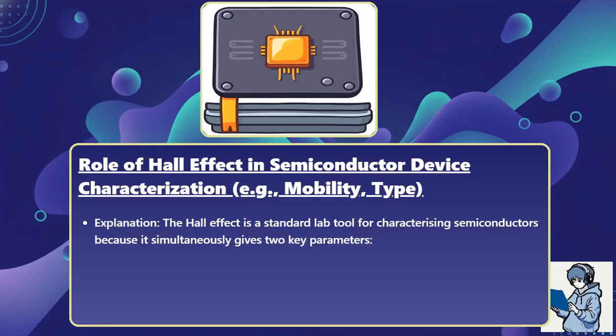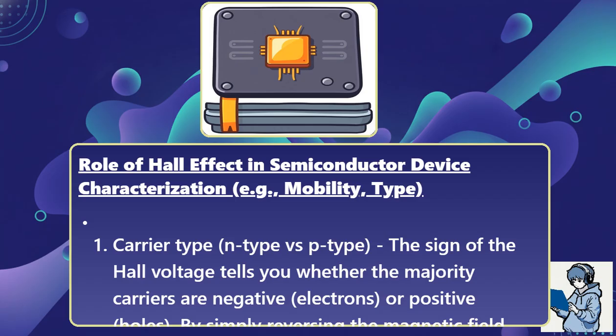The Hall effect is a standard lab tool for characterizing semiconductors because it simultaneously gives two key parameters: 1. Carrier type, N-type versus P-type.